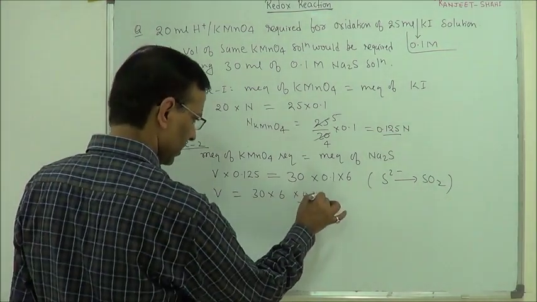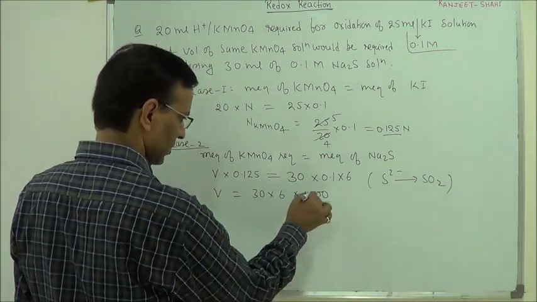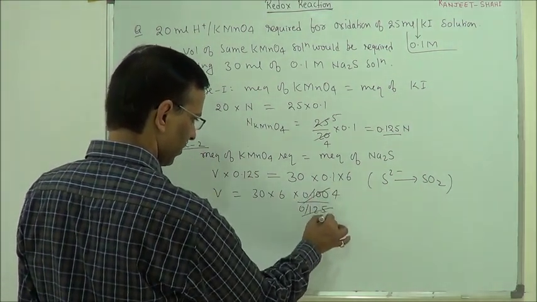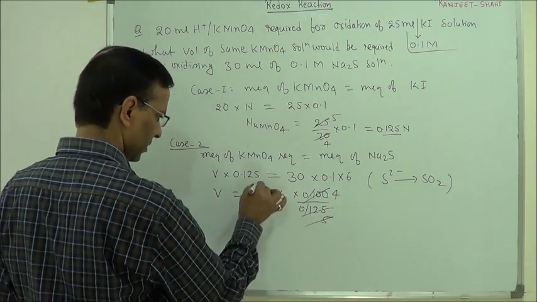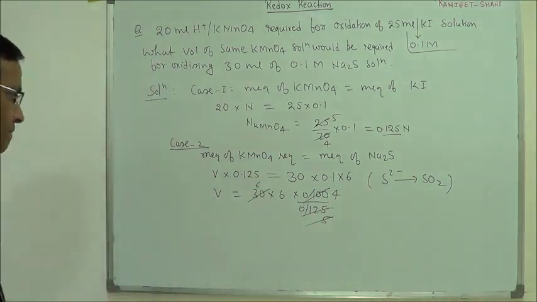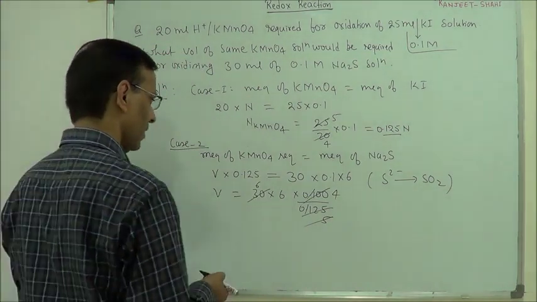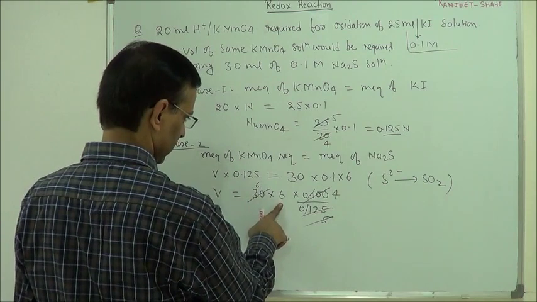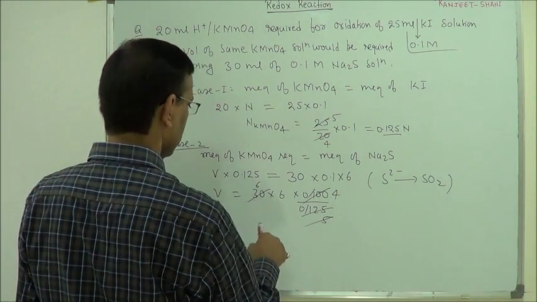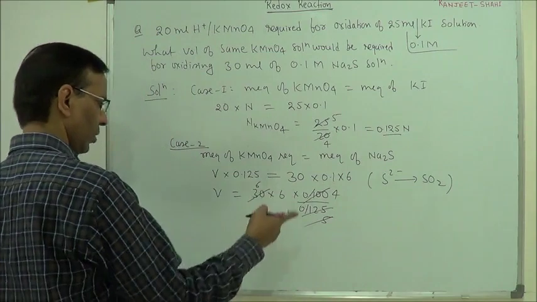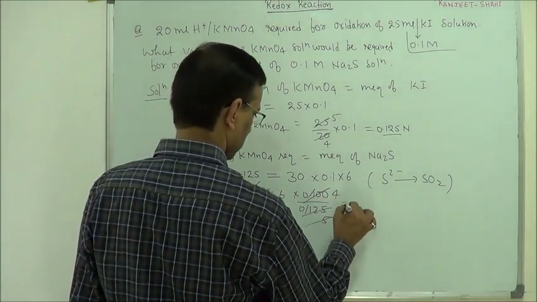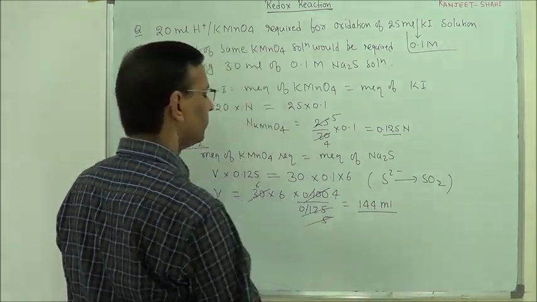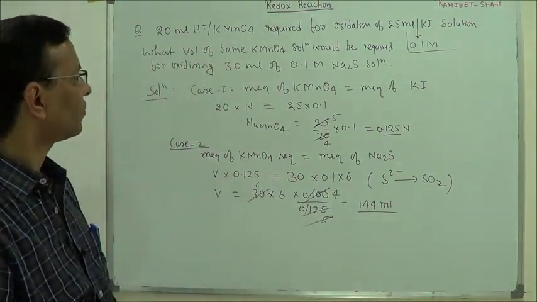If we solve it, let us put 20 here, so the decimal will cancel off. So it is 6 into 6, 36 into 4, which is 144 milliliters. 144 milliliters.